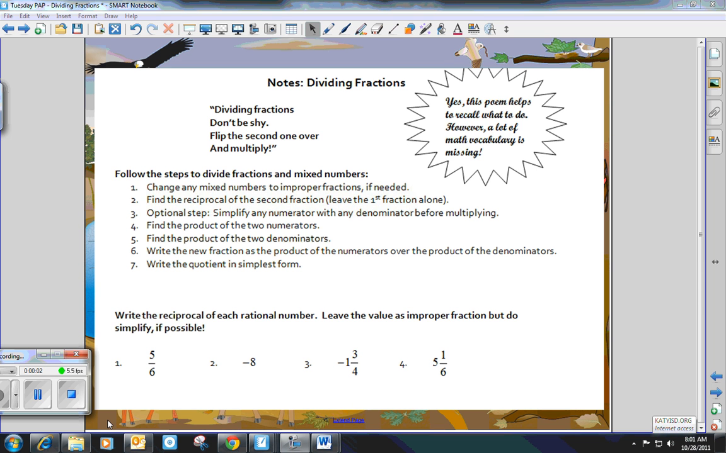All right, we've covered multiplying fractions now, so we're going to work on dividing fractions today. And dividing fractions is really fairly easy if you remember a couple of things. Here's a poem to help you. Dividing fractions, don't be shy, flip the second one over and multiply.